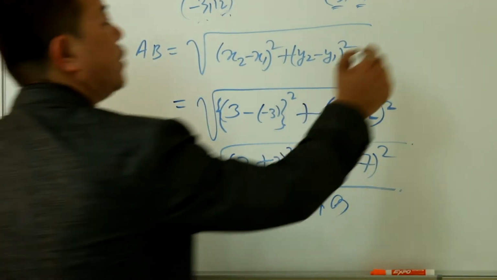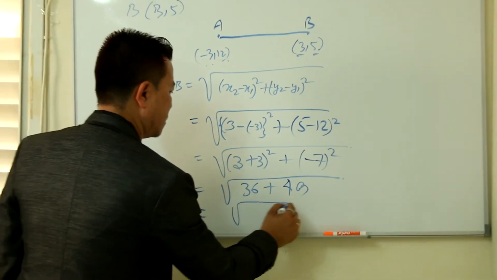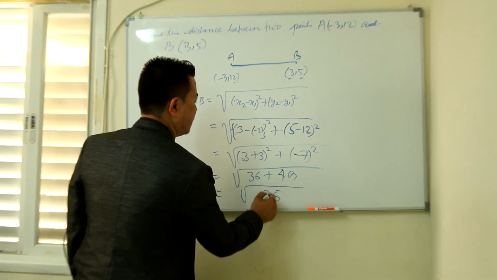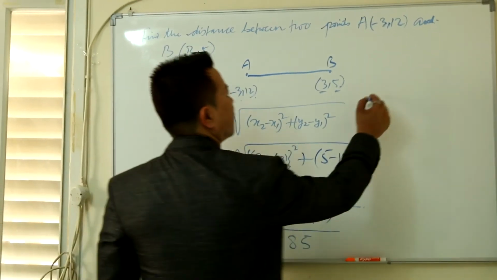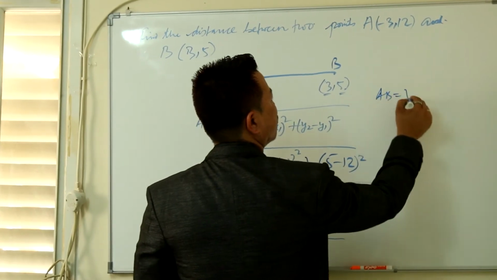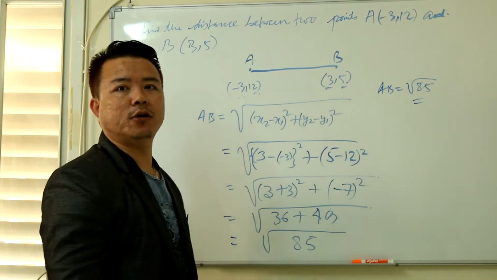So when you simplify it, AB equals to how much? Is equal to root over 85. So we got the value of AB is equal to root over 85. So the distance between AB is root 85.